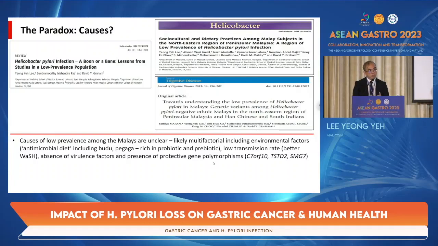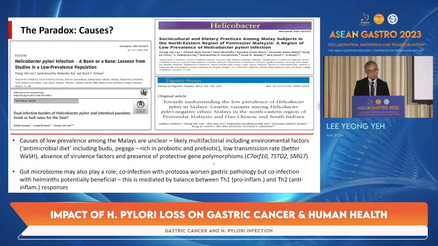So if you were to improve your hygiene, better refrigeration, and in fact nowadays we are exposed to more antibiotics, all of this would have reduced the transmission rate. In our study as well, we did find there are certain protective gene polymorphisms that give rise to protection for this particular population. We have all heard again the role of gut microbiome.